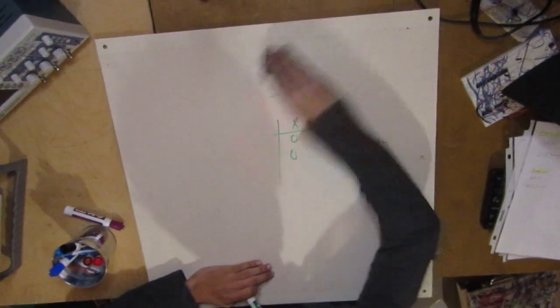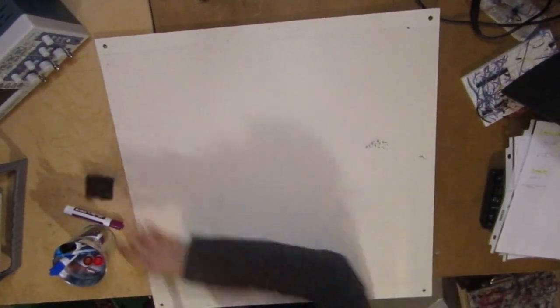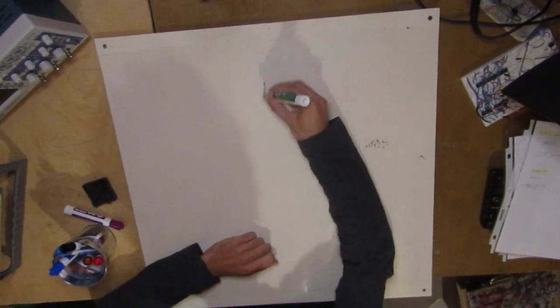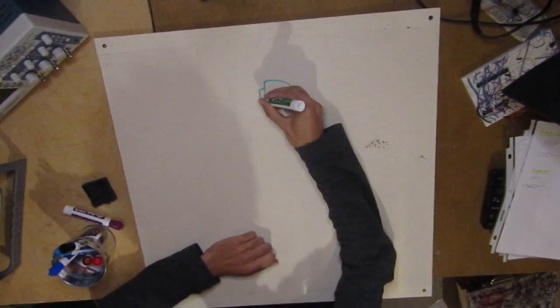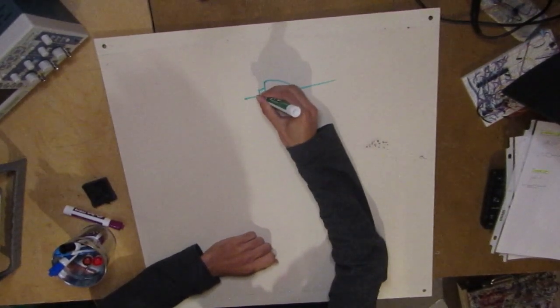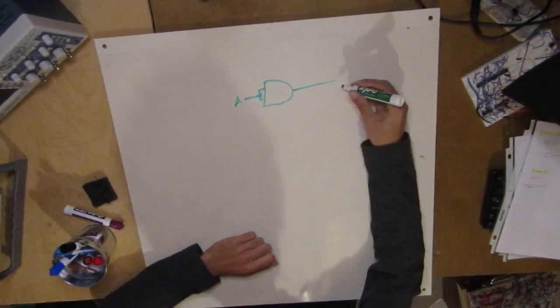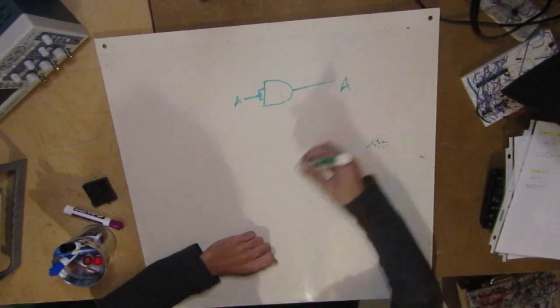Now let's go over the Idempotent Law. The Idempotent Law just says if I take an AND gate and tie the two inputs together, and I label this guy as A, the output is still always going to be A.